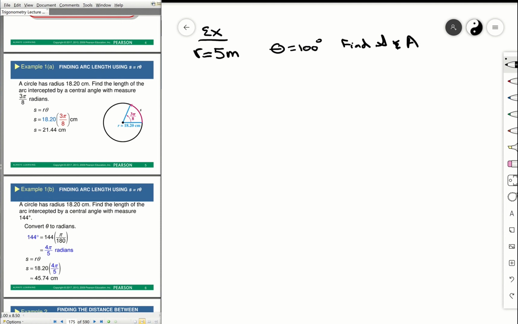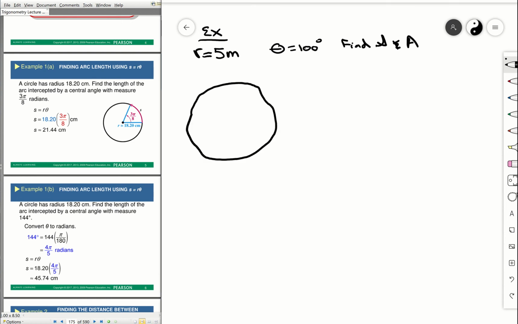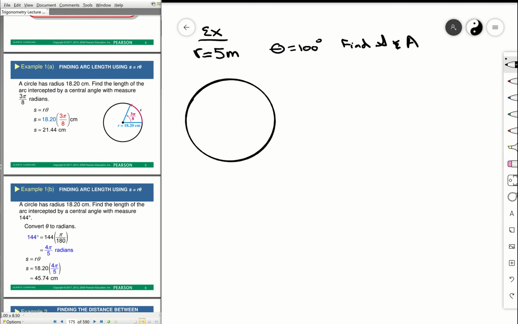So if we do a quick visual, we have a circle of radius 5 meters and a central angle measuring 100 degrees this time. We know if we go straight up, that's 90, so slightly more than that. So that looks about like an angle which is 100 degrees.